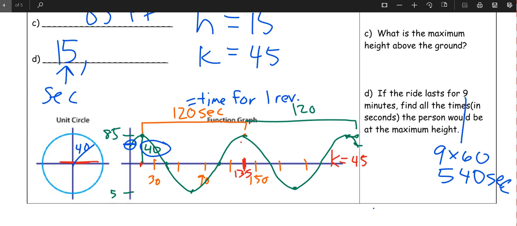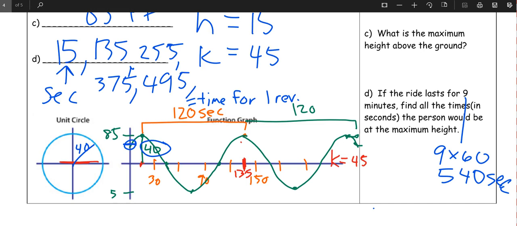What's the next one? 135. How did we get that? We added the period. All right, how do we find the next one? Add the period again. What do we get? 255. Add the period again. Yes, we keep hitting the maximum. Every 120 seconds, we're hitting the maximum. Add 120 again. 495.